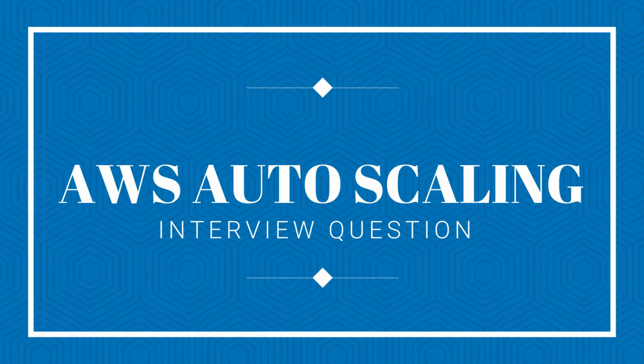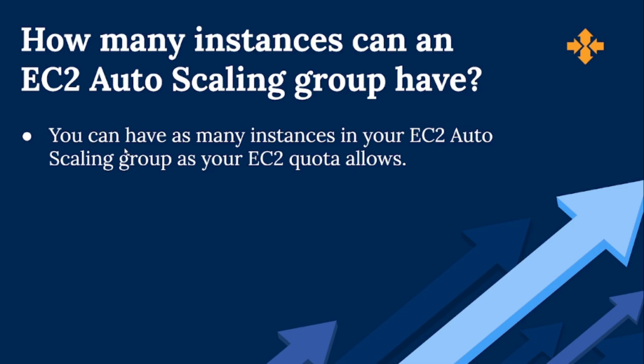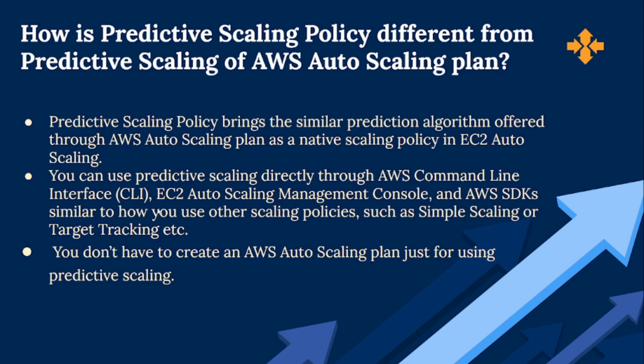In this session, we are going to understand the AWS Auto Scaling service details with different questions. The first question is, how many instances can an EC2 Auto Scaling group have? You can have as many instances in your EC2 Auto Scaling group as your EC2 quota allows. Let's move to the next question.